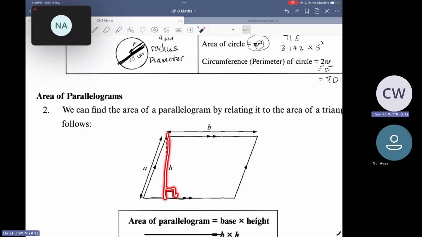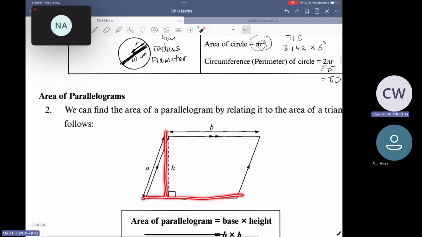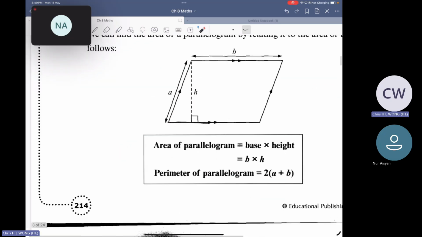Okay. So we don't say length and breadth, but we say base times the height. Just like a triangle. Triangle you add a half, base times height, right? Rectangle you don't add a half. You just take base times height. Okay. So this is a formula.